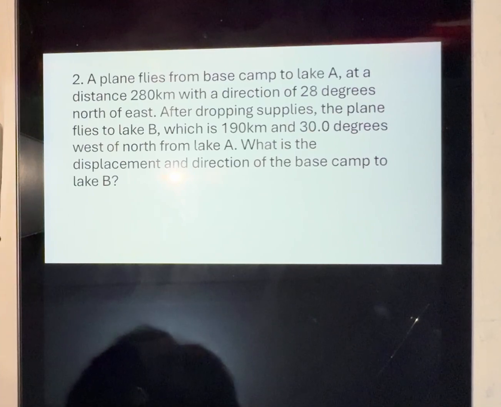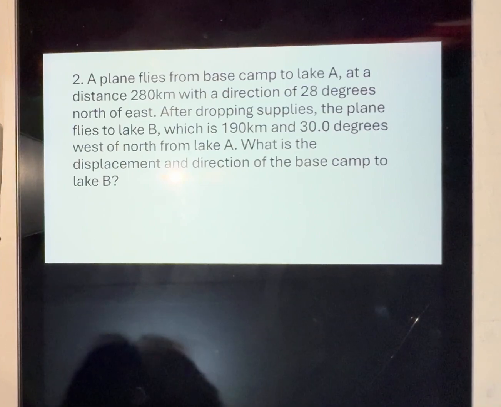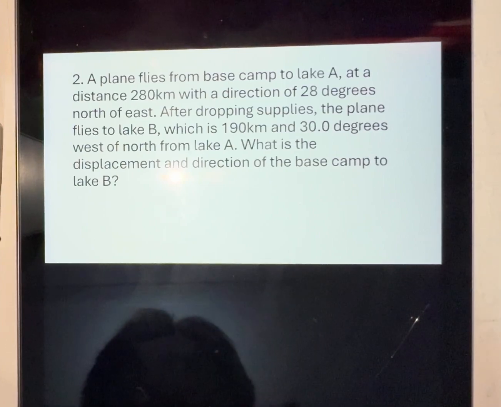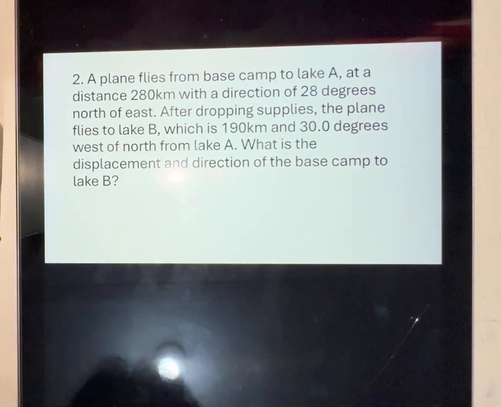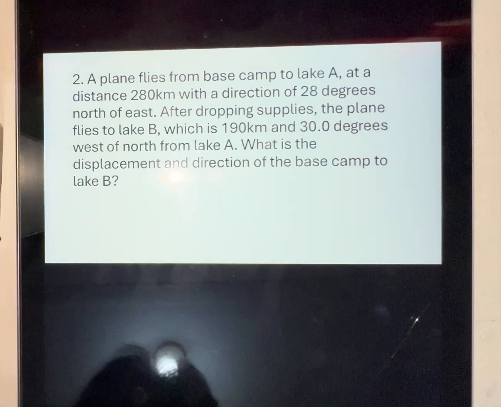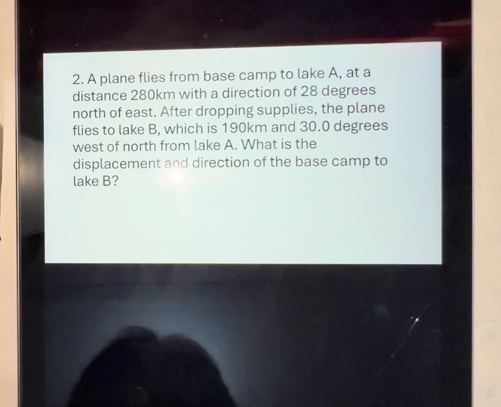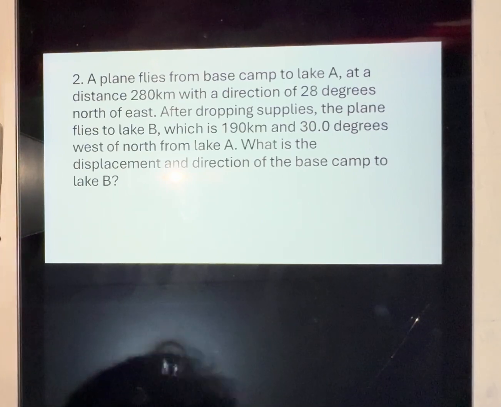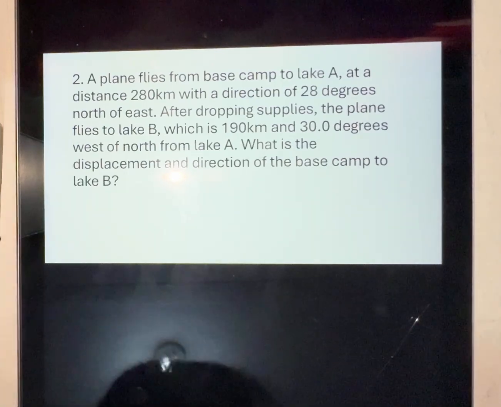We're going to be having another problem regarding addition of vectors. So this problem is all about a plane. Number 2: a plane flies from base camp to Lake A at a distance of 280 kilometers with the direction of 28 degrees north of east. And after dropping supplies, the plane flies to Lake B, which is 190 kilometers and 30 degrees west of north from Lake A. What is the displacement and direction of the base camp to Lake B?